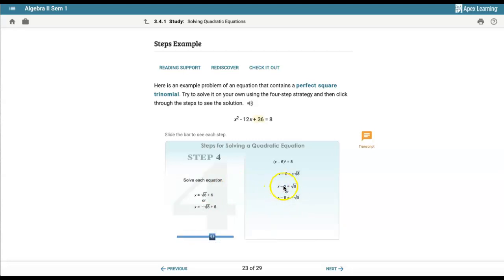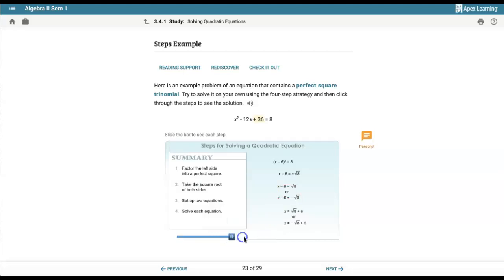So either x minus 6 is equal to positive square root of 8 or x minus 6 is equal to negative square root of 8. And we solve for both of those equations. And once we solve for that, we get square root of 8 plus 6 or negative square root of 8 plus 6. All right, so there's our summary right there.